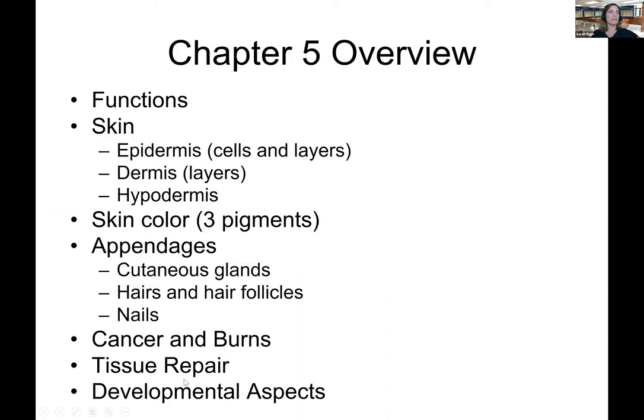All right, so today we are going to start into chapter 5, which is on the integumentary system, which is basically skin. And we are going to walk through all the things that are listed here for your skin. So we're going to talk about what are all the functions of your skin. And these are things that you may not realize your skin is doing. So we have a lot of functions that we'll walk through.